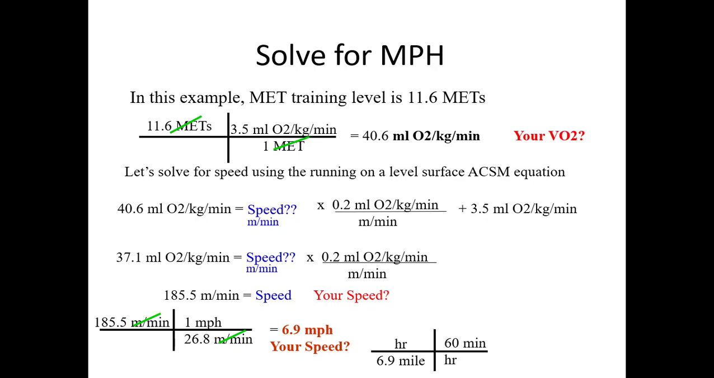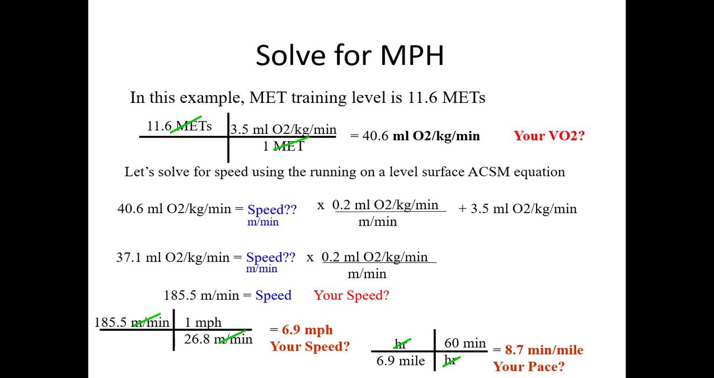1 hour equals 60 minutes, right? So this is 1. But to cancel out hours and hour, I can put it here, right? And finally, 60 divided by 6.9, and the unit is minutes per mile, right? So this is why it is 8.7 minutes per mile. So how about class? Does it make sense?